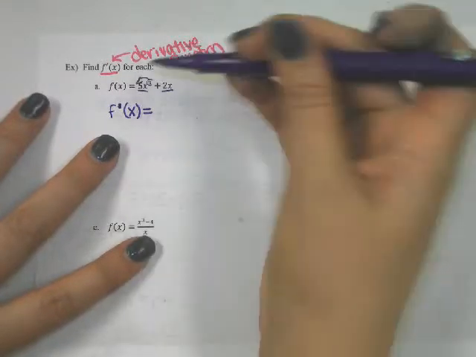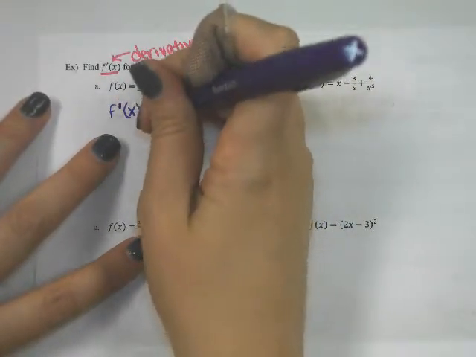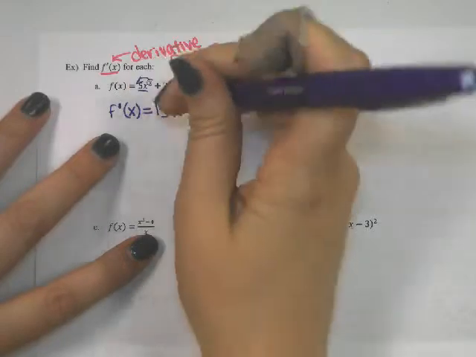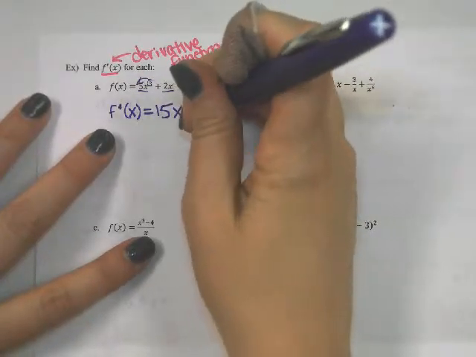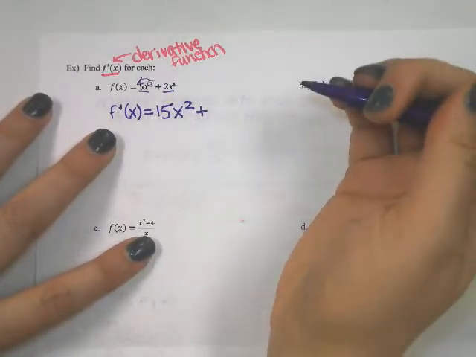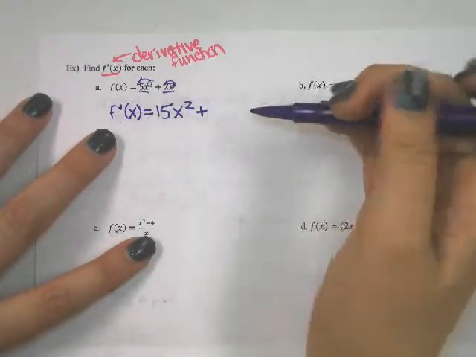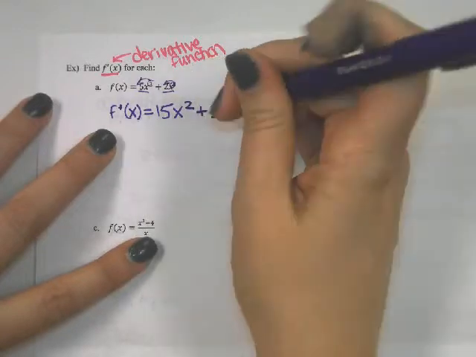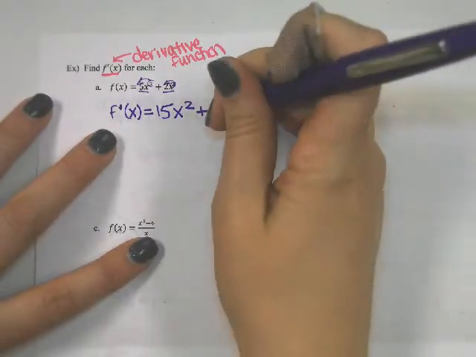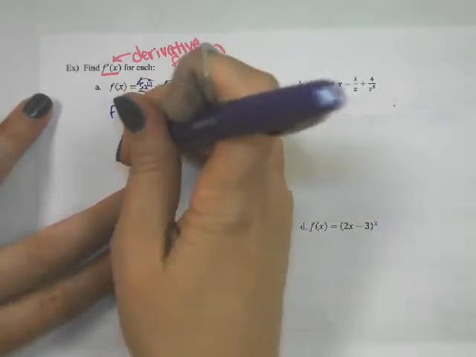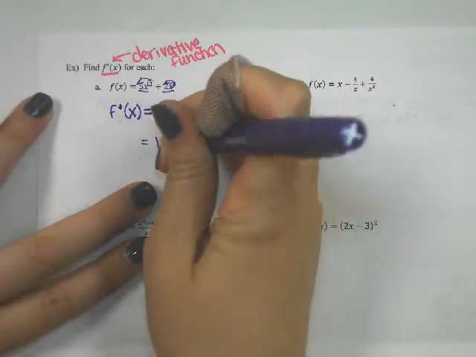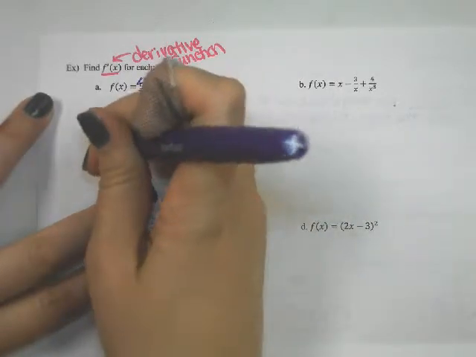So I take the 3 and drop it to the front. 5 times 3 is 15x, and the exponent decreases by 1. Plus, this x is to the first power. We drop the 1 to the front. 2 times 1 is 2. Our x would be to the 0 power, but anything to the 0 power is 1. So this is just 15x squared plus 2.